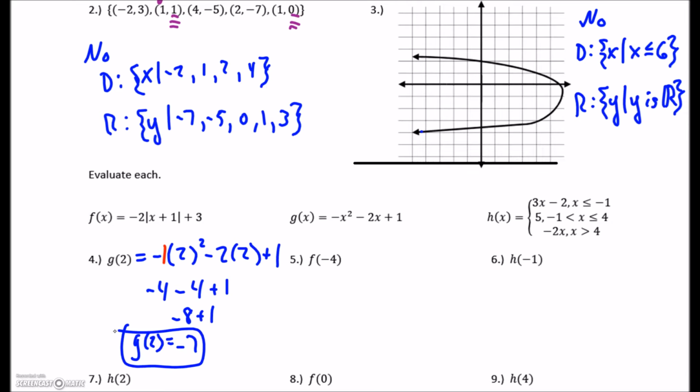In the next one, I do the same thing. I want my f function this time. So my f function, I had a negative 2 times the absolute value of x plus 1, and then the plus 3. And since I have a negative 4 in the parentheses instead of an x, I plug in a negative 4 where x was. And now I just simplify. With absolute value, remember we do what's inside the absolute value first. So negative 4 plus 1 is a negative 3. And I should leave that as an absolute value for now.